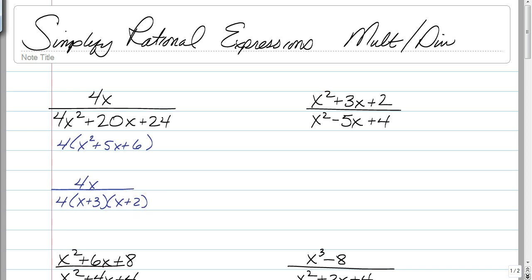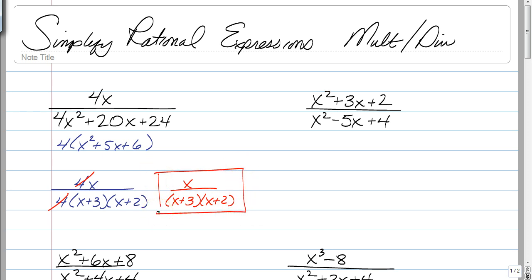Now that we have that simplified, anything that's the same on top and bottom can be canceled. In this case, the only thing we can cancel are the 4's in front. So your final answer for this first problem is x over, and you will leave it in factored form, x plus 3 and x plus 2. Okay, that's how you simplify.